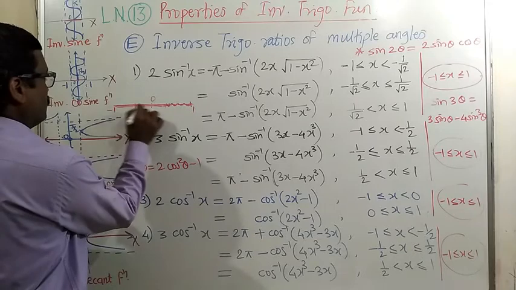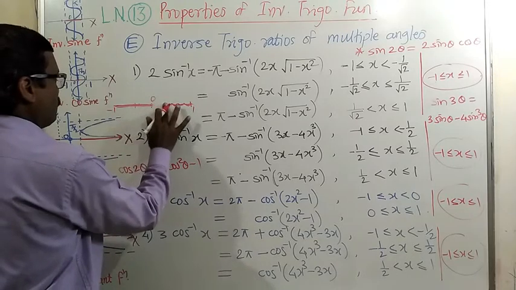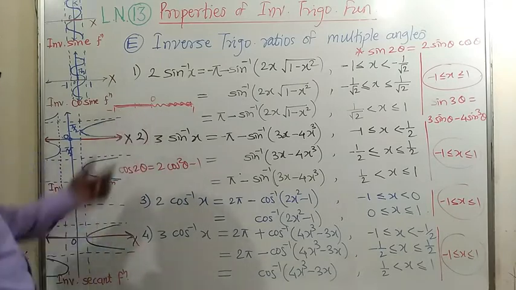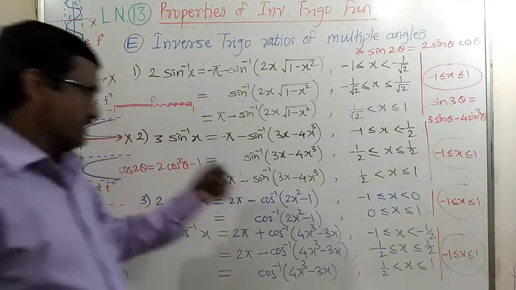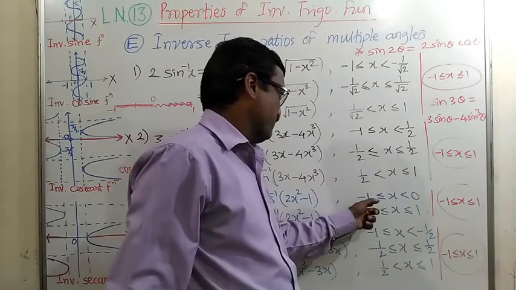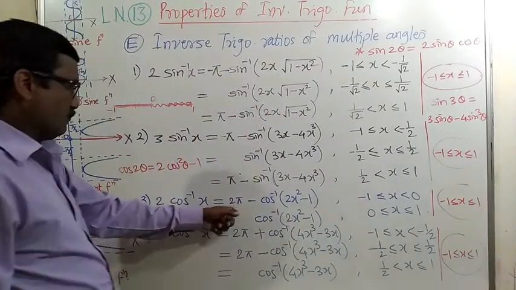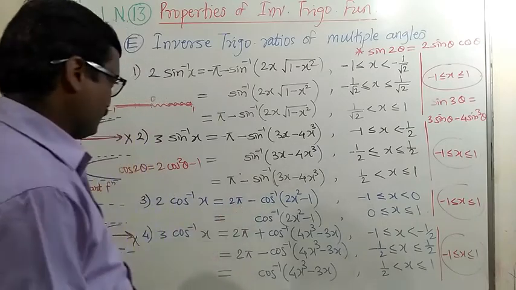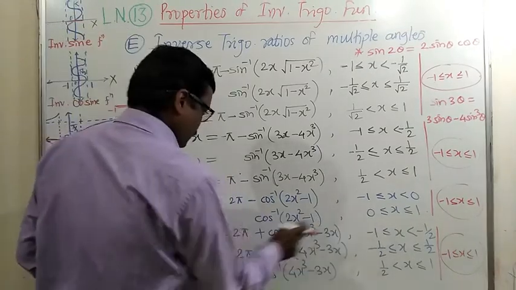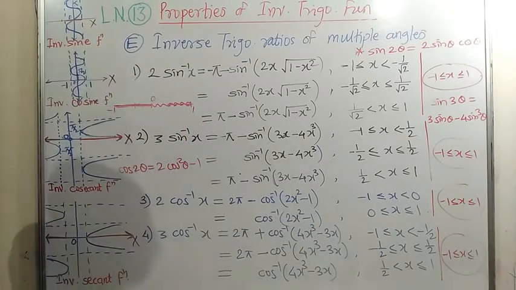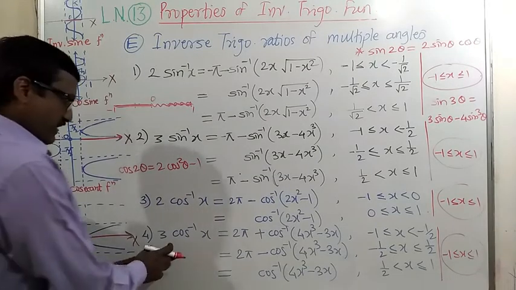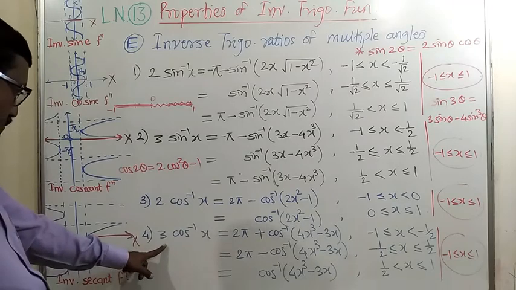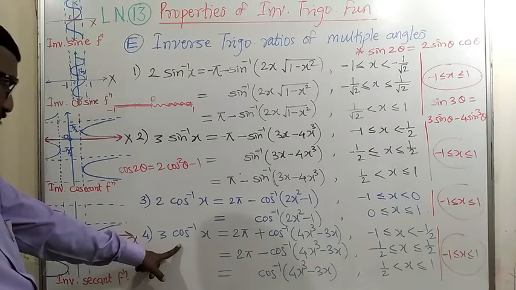This one and this one. So in this interval, whenever x is negative, then it is 2 pi minus cos inverse of 2x square minus 1. And whenever x is positive, it is only cos inverse of 2x square minus 1. Now let us see the fourth one, that is triple of cos inverse of x.